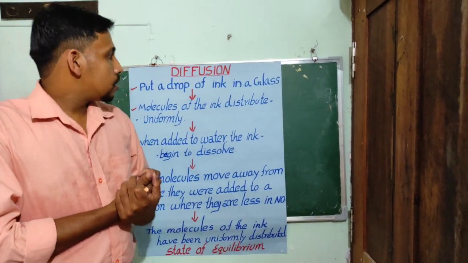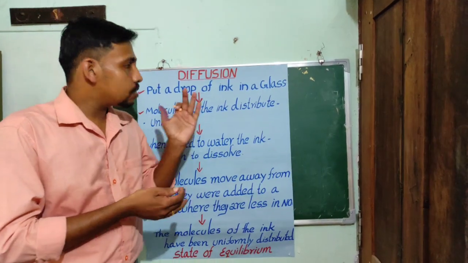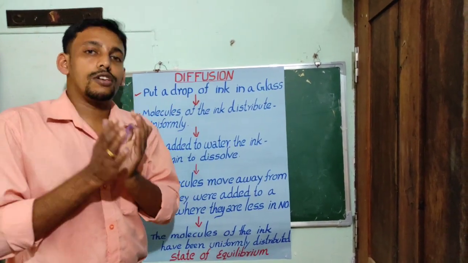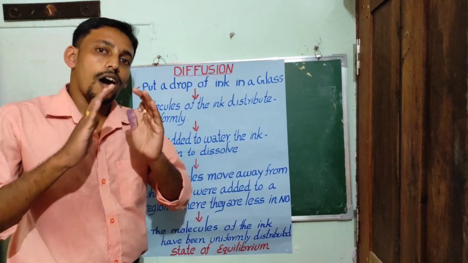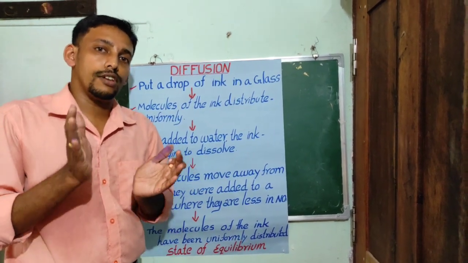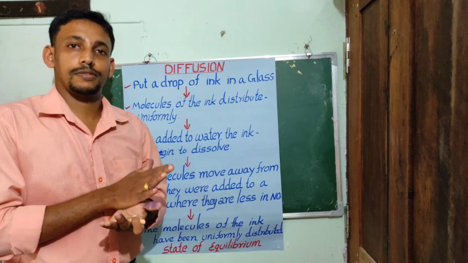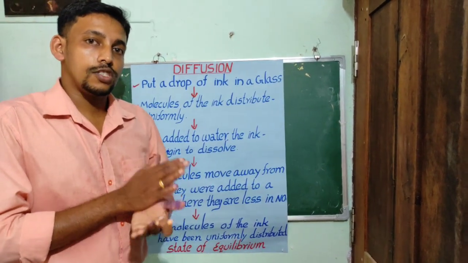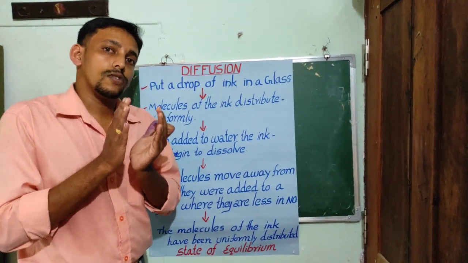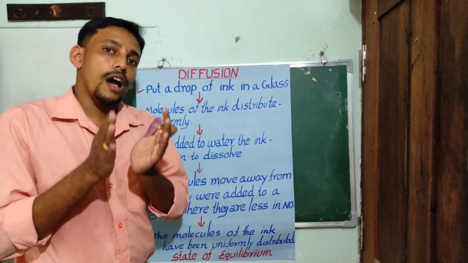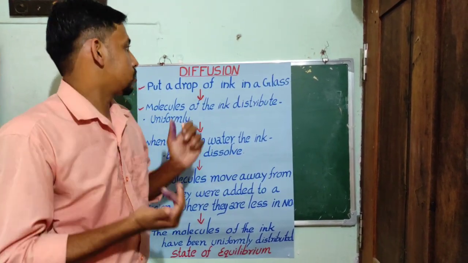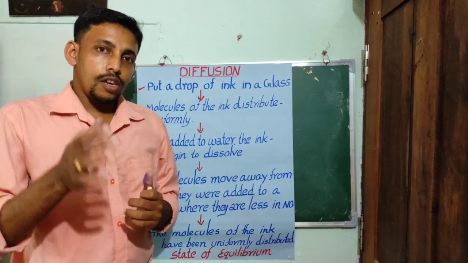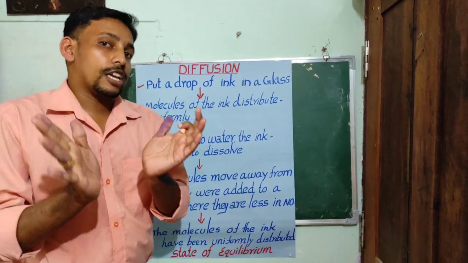Okay, so what is diffusion? It is the movement of molecules of a substance from a region of their higher concentration into a region of their lower concentration. That is known as what? Diffusion. Now let's do a very small experiment.